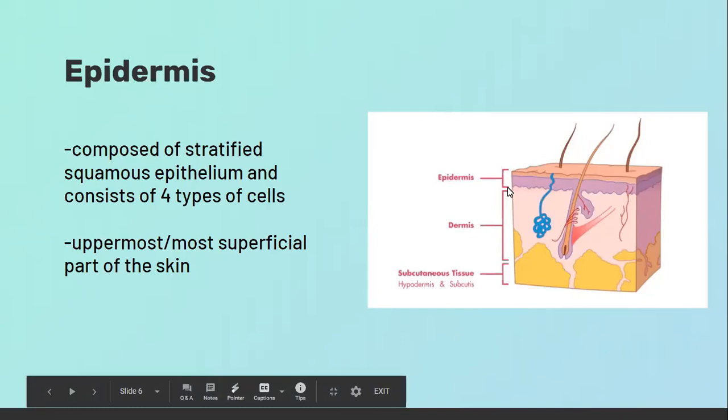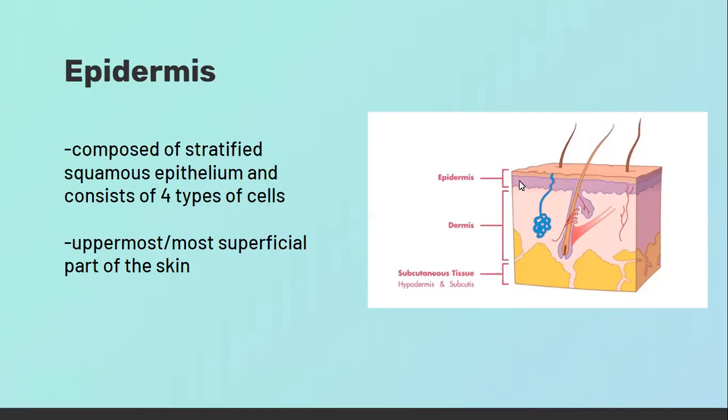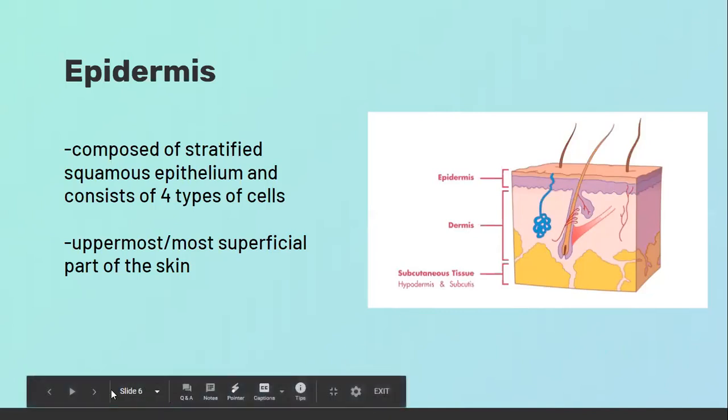So if you look at the picture, the epidermis is this very top 2 kind of things, like the pinkish and the purplish part. And as you can see, it's very thin and includes the top of your skin where hair is.